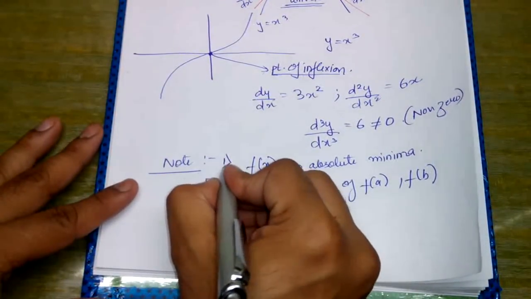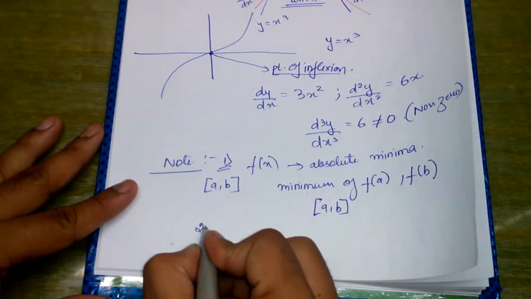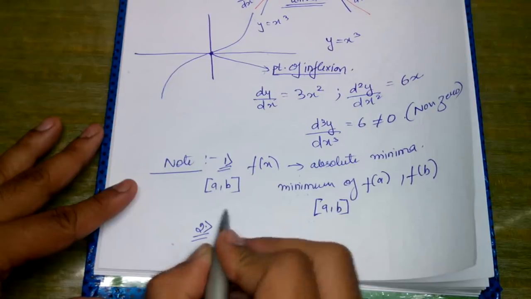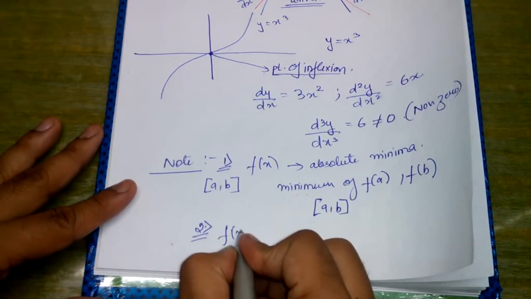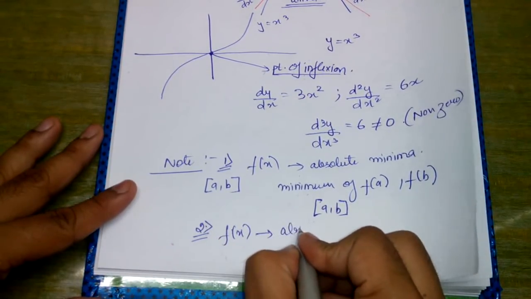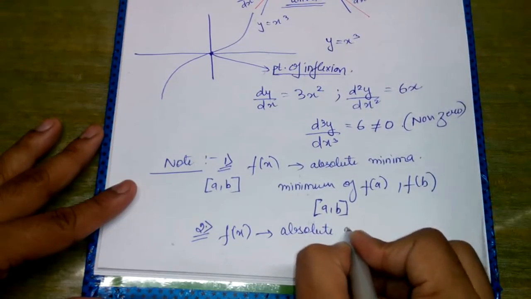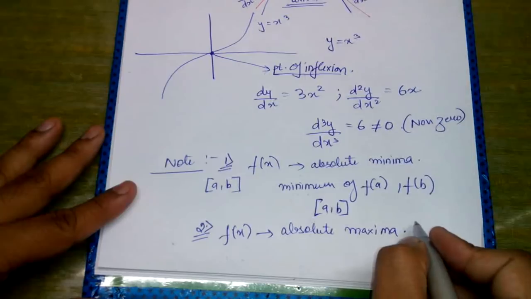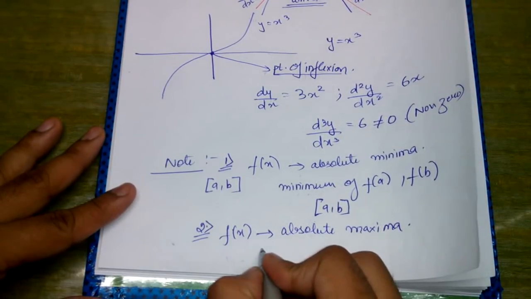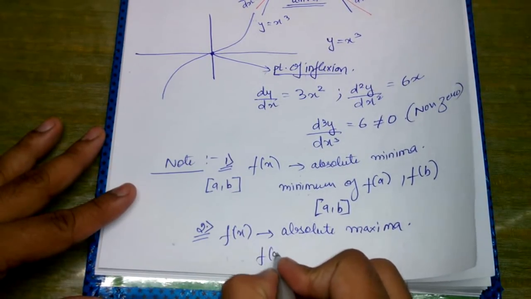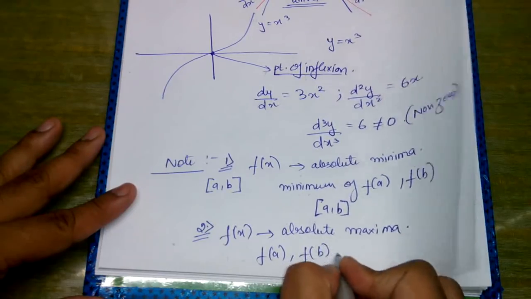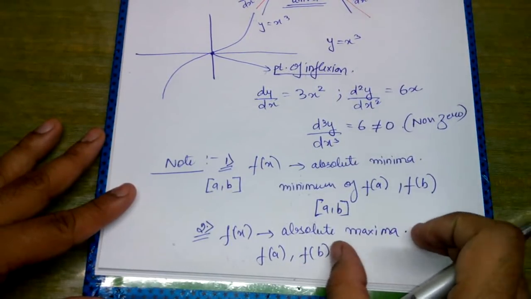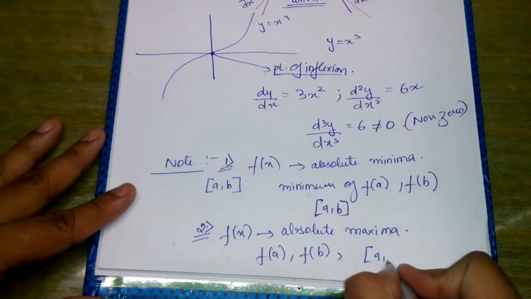So this was the first important note point, and the second note point is the absolute maxima of f of x. The absolute maxima of f of x is defined as the maximum of f of a, f of b and all its relative maximas in the closed interval of a to b.